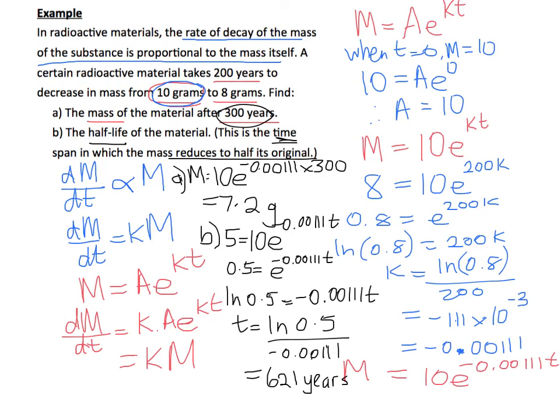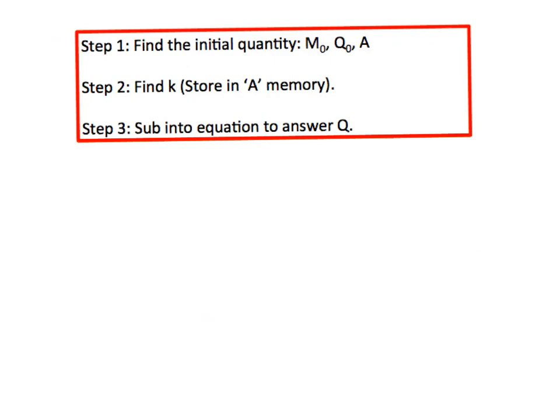Now I've made a little summary of some steps that we just pretty much followed here. You can see that I found A, the initial amount, then we found k, the constant. We rewrote the equation with our A and our k, and then we use that equation to actually solve and answer the questions needed. So, has that summarised for you? Step 1, find the initial quantity. So I've been calling it A, sometimes it's called M0, little subscript meaning when t equals 0, or Q0. Find k, store that in your A memory, and then substitute into the equation to actually answer the question. That's it.